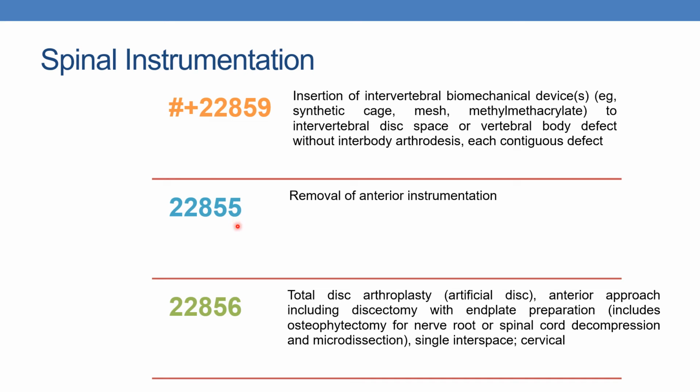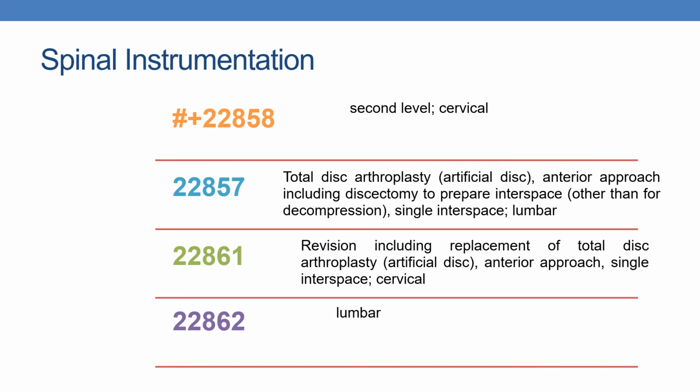The next code is 22855, removal of anterior instrumentation. The next is 22856, total disc arthroplasty, artificial disc, anterior approach, includes discectomy with end plate preparation, includes osteophytectomy for nerve root or spinal cord decompression and microdissection, single interspace cervical. This is given by 22856. The next code is an add-on and out of numerical sequence code, 22858. For the second level cervical region, you need to use this add-on code with the previous code.